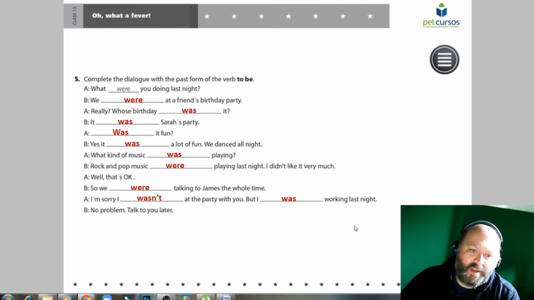Ok, perdeu a festa, o cara, coitado, tava trabalhando, né? Fazer o quê? Somebody has to work. Ok? Very good. Don't forget to repeat the dialogue.